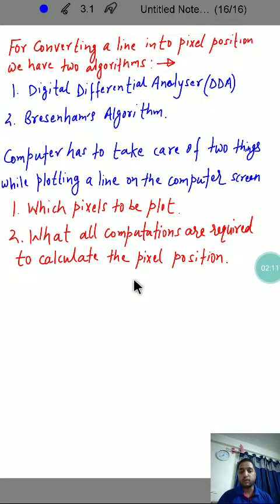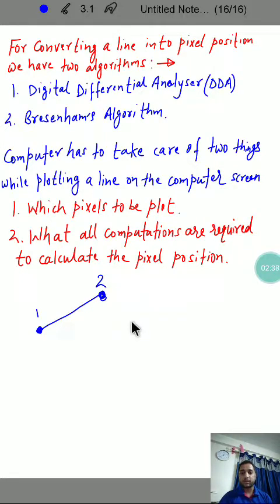See, I told you already that it's not a big task for us to draw a line on a computer screen. It's very easy for me. Suppose this is the first point and this is the second point, and if we want to draw a line, we can draw a line easily from the first point up to the second point. But for a computer it is a tricky task.